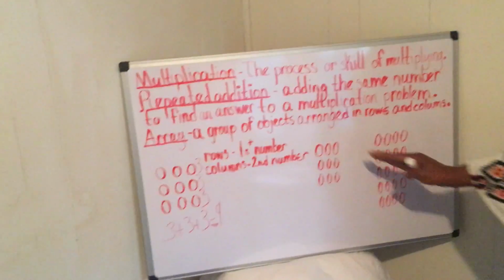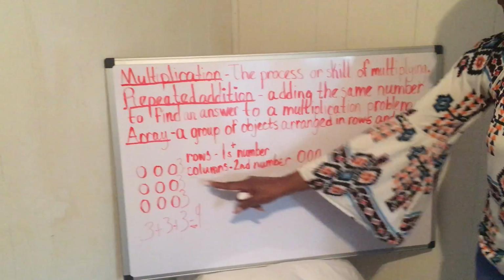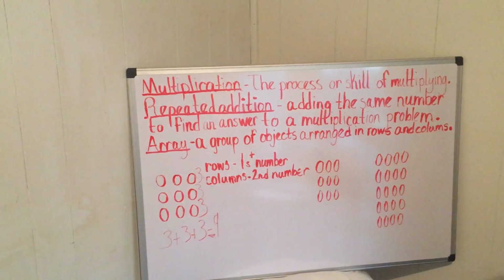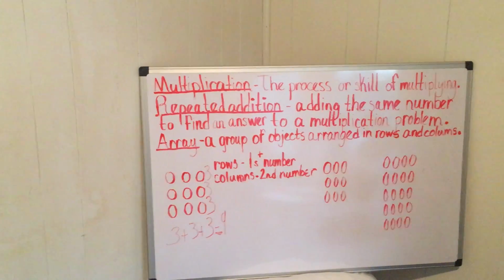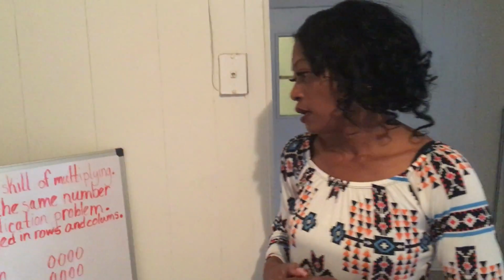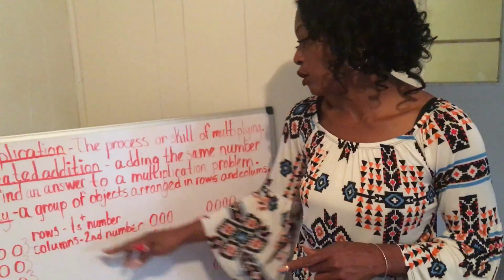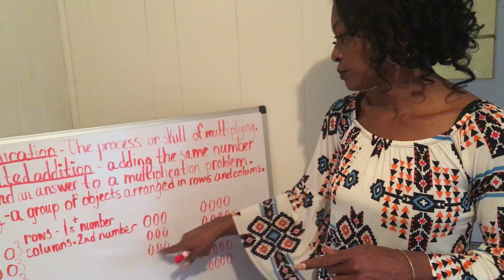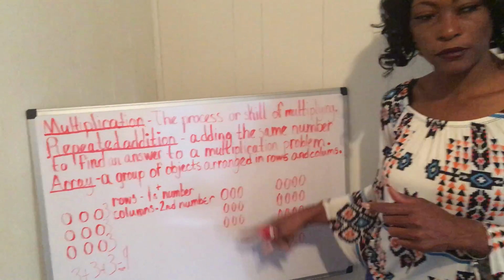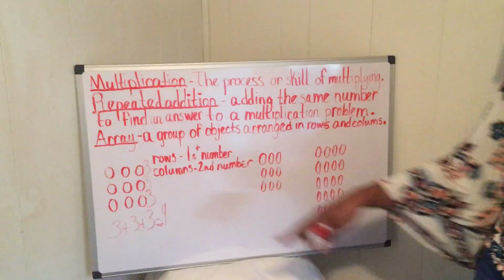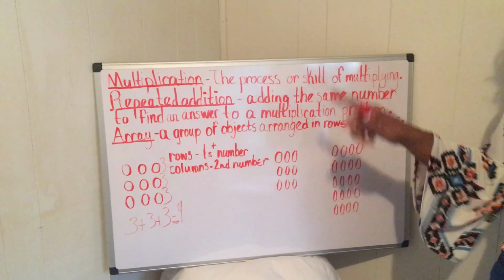Now I would like to do the same array. If you notice, it's the same array, but this time I want to write it in a multiplication sentence. Okay? Now, when you do that, you have to understand that your first number is represented by your rows. Your second number will be represented by your columns. Again, rows go across and columns go down.